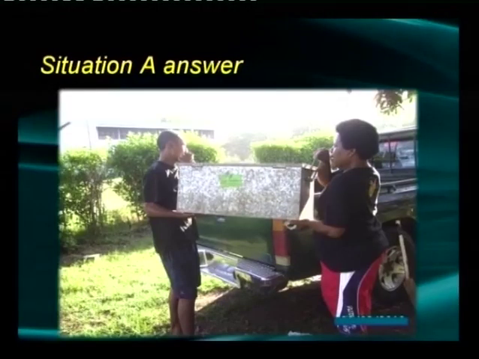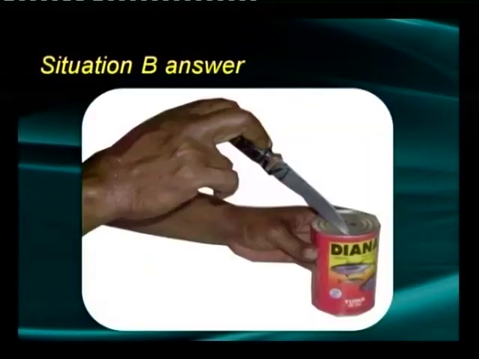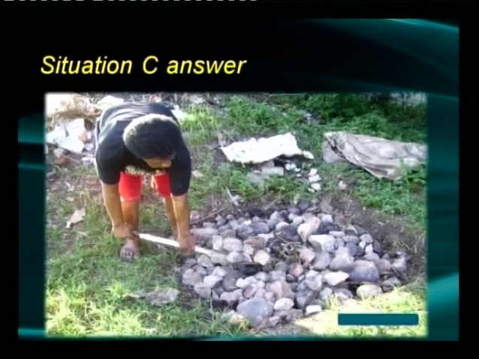Okay, here I have some of the answers with me. For situation A, we have the answer there. Maybe you can help a friend to carry the box onto the back of the truck. That's for situation A. Situation B, like we have already said, we can use a knife, a kitchen knife, to open a can of fish. And for situation C, we can use a spade to remove hot stones from the mumu pit. Very good.